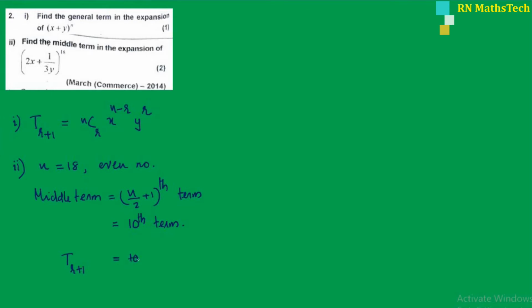nCr a raised to n minus r into b raised to r. To get the 10th term, give r equal to 9. When r is equal to 9, T10 is equal to 18C9. A is the first term, (2x) raised to 18 minus 9 into (1 by 3y) raised to 9.